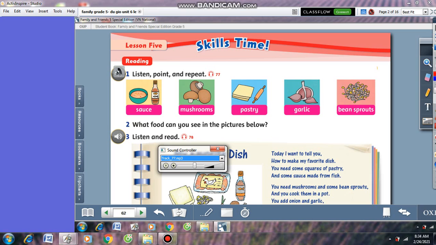Listen and repeat. Sauce. Mushrooms. Pastry. Garlic. Bean sprouts.